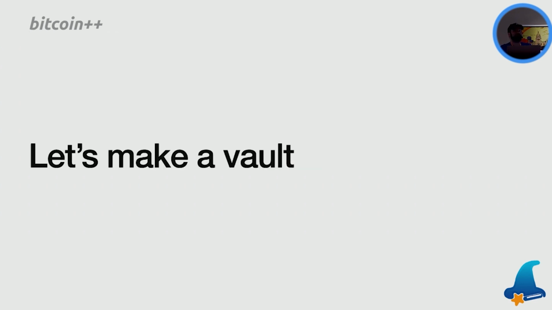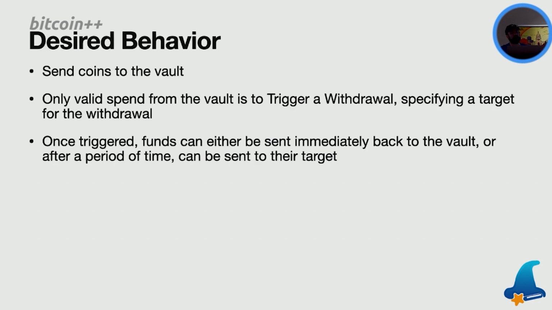So if you wanted to build a vault, I think vaults are kind of the stereotypical covenant use case because they're actually useful and you can generalize them in fun ways. What you want to have is a construction where you send coins into a vault, and then the only valid spend from that vault is to trigger a withdrawal. And when you trigger the withdrawal, you want to specify where the coins are ultimately going, and you want that specification to be binding. You don't want somebody to be able to change their mind later. And then after some time lock, the coins can be spent to their final destination, or at any time before they're completed, they can be swept back to the vault.